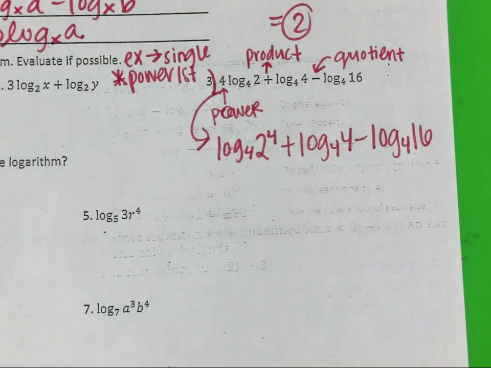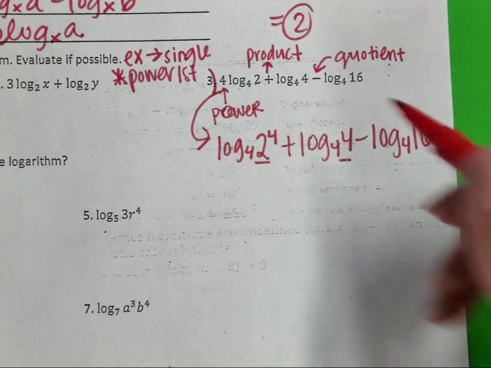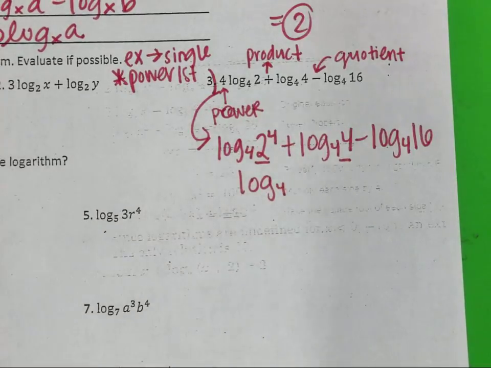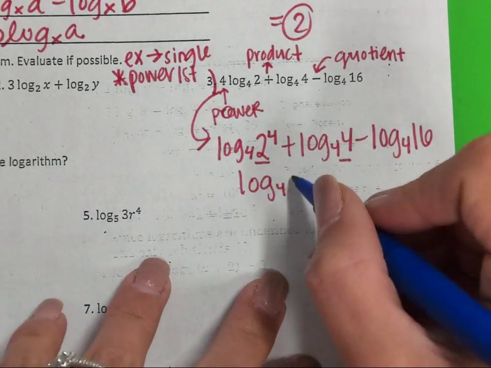From here, it really doesn't matter which one we do first. I just like to go from left to right because that's which way y'all read and that's which way y'all are used to. So the plus sign indicates we're going to do what to these two numbers right here? Yes. So we got log 4. What is 2 to the 4th power? Quick, quick. 16. Good. So what is 16 times 4? Very good.